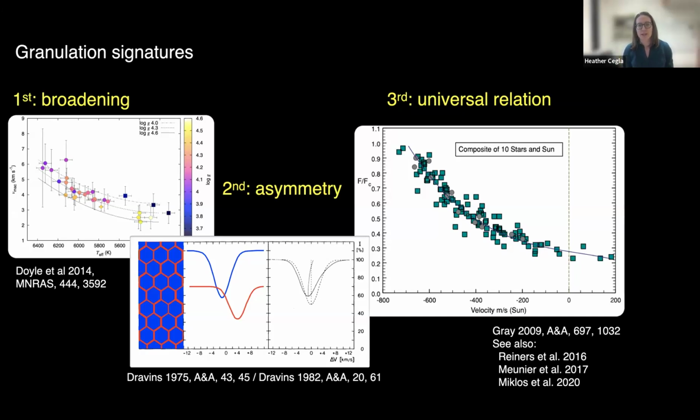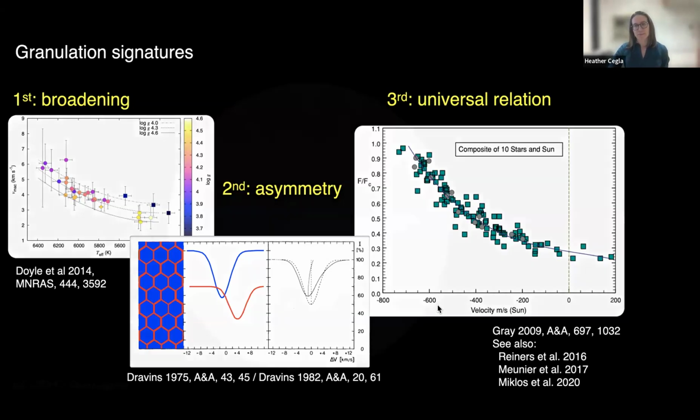downfalling intergranular lanes illustrated here, as well as there's something known as a universal relation for convection, where you've got flux on the y-axis versus velocity, or your net convective blue shift, on the x-axis. And basically any star can be scaled to this plot, and the scaling factor tells you about the velocity gradient of the convection. So it's an interesting way that you can actually get absolute velocities of other stars, as well as learn about the convective properties on those stars and what their flow velocities are compared to the sun.